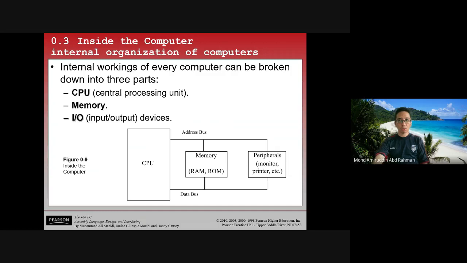To have communication between the CPU and the memory and the peripherals, we need to have a highway. That highway is called a bus. So over here, we have the address bus and also the data bus.